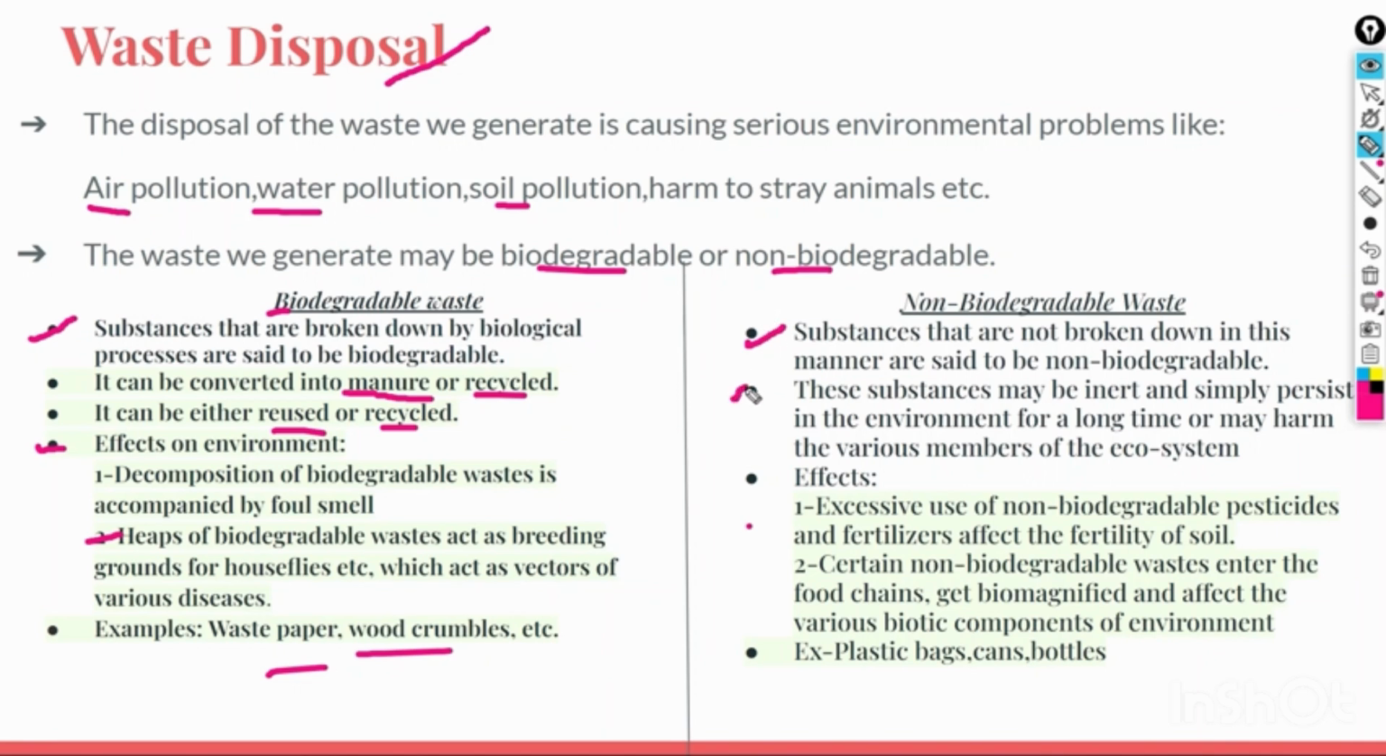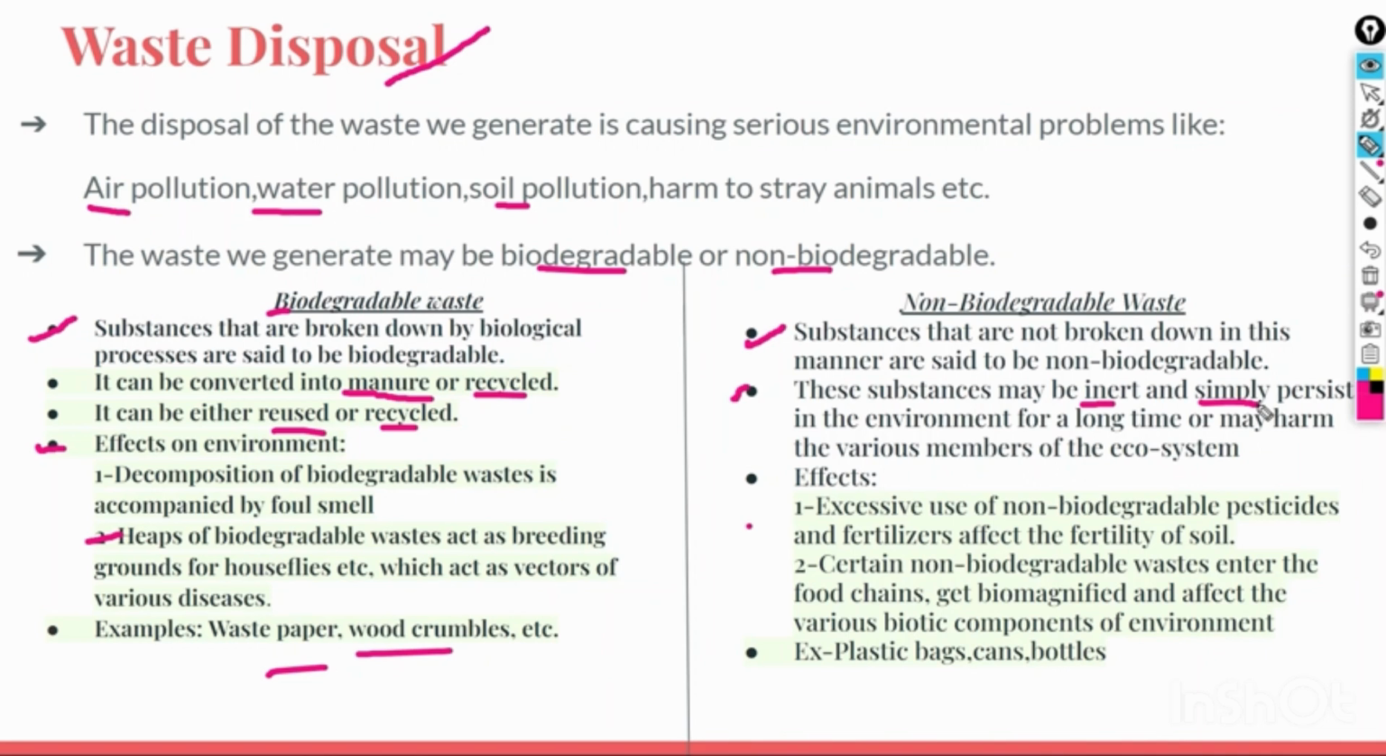So coming to the non-biodegradable waste, they cannot be broken down, as we know. Why can't they be broken down? Because these are inert. They are so strong that they cannot be broken down. Hence, what is the option left? They simply persist in the environment. They stay there for a longer time. We use plastic everywhere, but that plastic is so inert that it cannot be broken down by the decomposers, and it stays in the environment for millions of years.